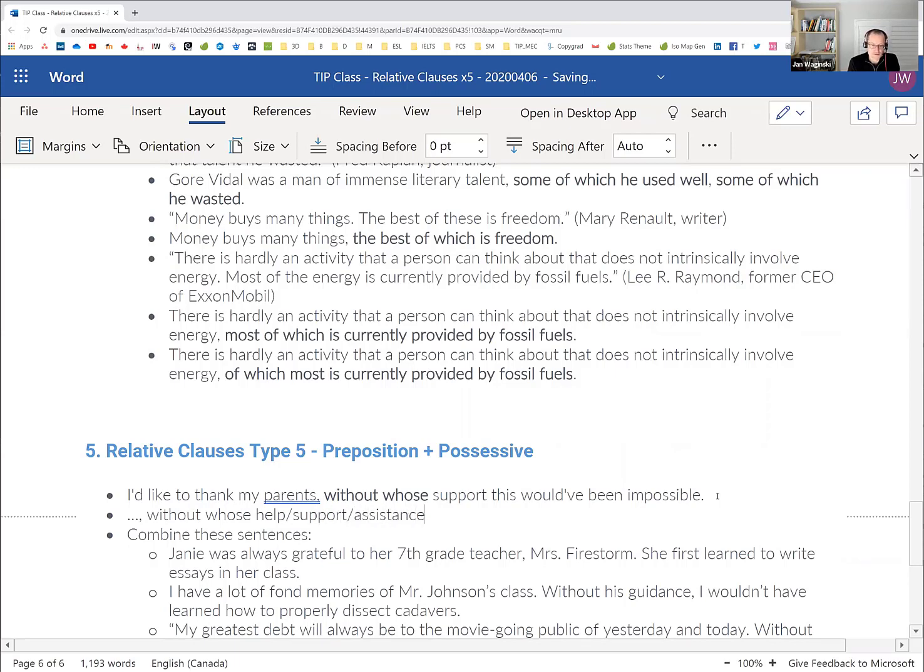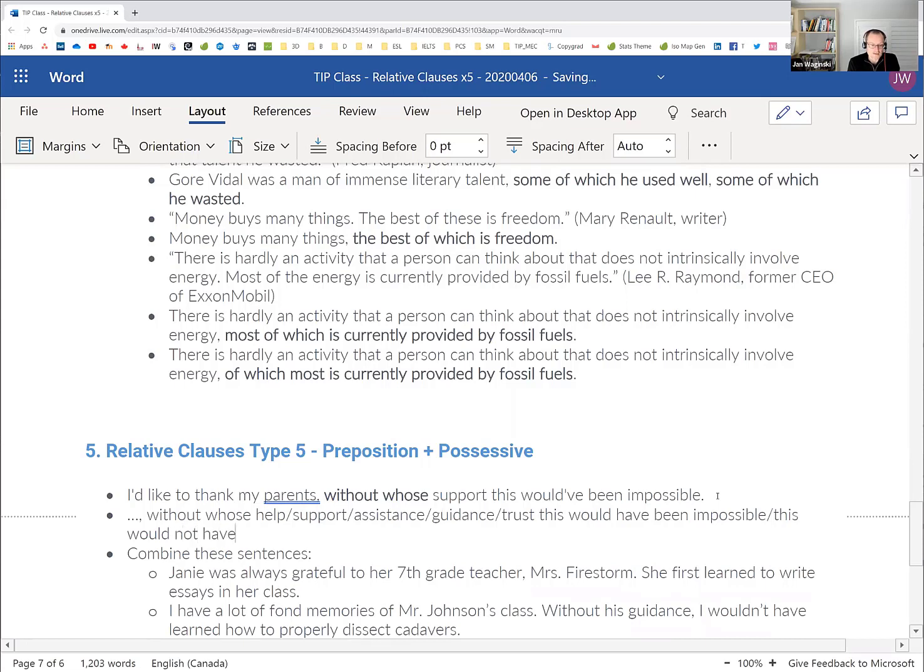support, assistance, guidance, trust, this would have been impossible, or we'll say this would not have been possible. Without whose guidance, this would not have been possible. Okay. This is perfect for speeches, perfect for thanking people.